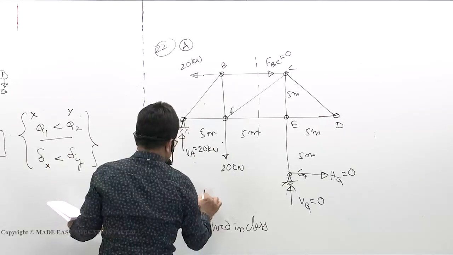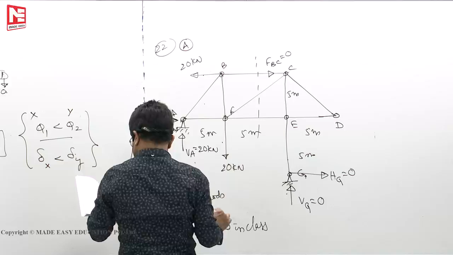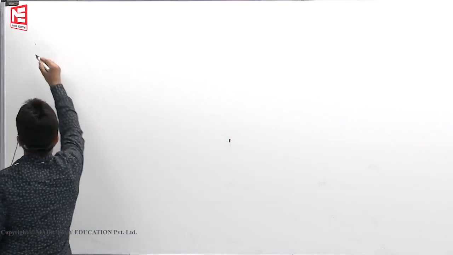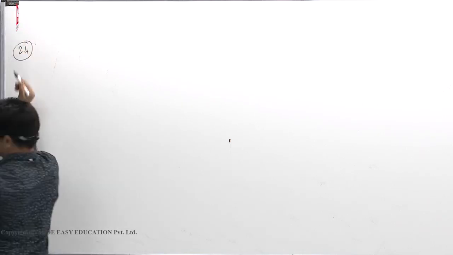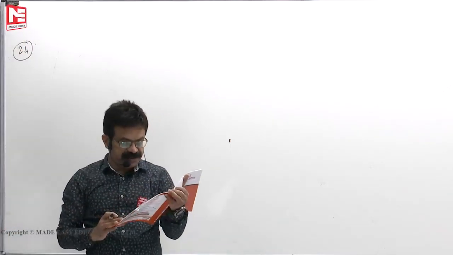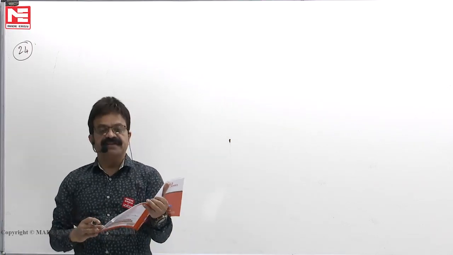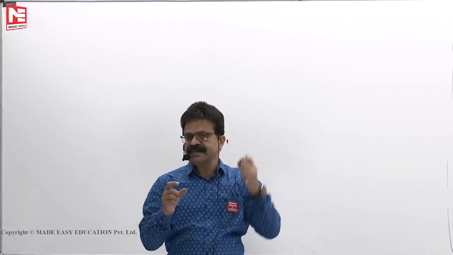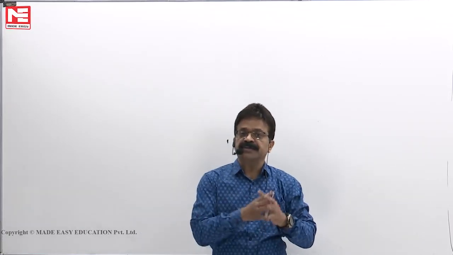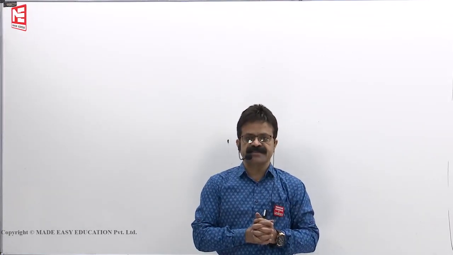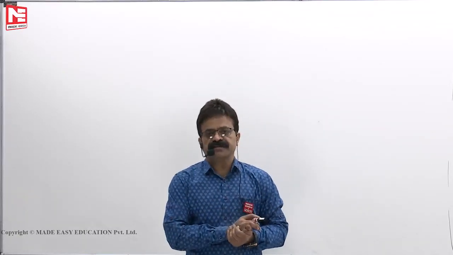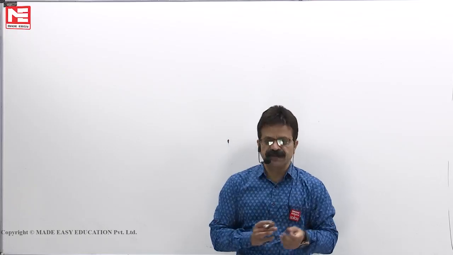Next, 24. Okay, now we'll see the 24th question. Zero load test indicates whether a plane truss is geometrically unstable. 24D is the option. Zero load testing is done to check the geometric stability of the trusses. So for what type of trusses do we go for the zero load testing?